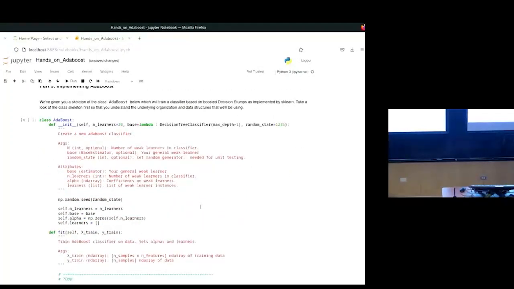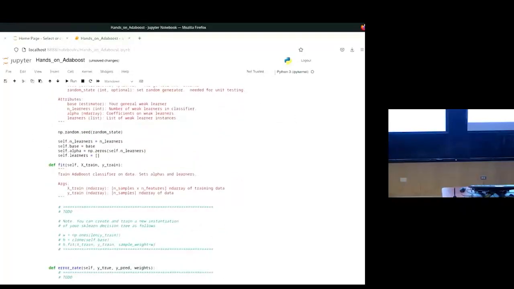All right, so the AdaBoost needs a number of rounds, or you can call it number of learners, since each round you're creating a new weak learner. Then we need the base classifier that we're going to use. In this case, it's going to be decision stump, and random state.